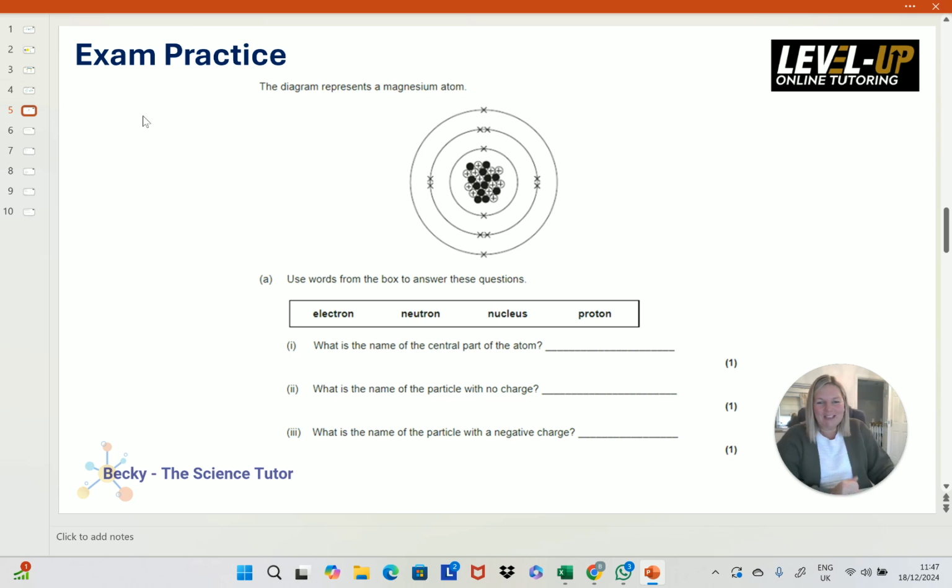Okay, so the first one, what is the name of the central part of the atom? So the protons and the neutrons collectively are in the nucleus. The name of the particle with no charge, so it is neutral, is a neutron. And the particle with a negative charge is the electron. Okay, so this would be to test your atomic structure, and then it would lead on into the remainder of the question.